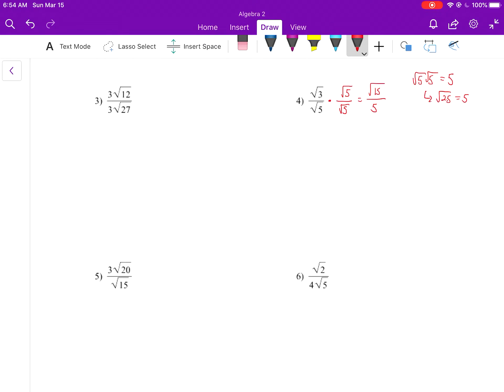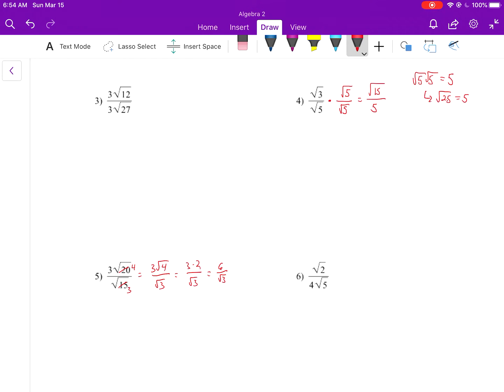Number 5, first we look and we realize we can do some reducing here. The 20 and the 15 are both in square roots, so they can reduce. So 5 goes into 20 4 times, and 5 goes into 15 3 times. So we will rewrite this 3 times the square root of 4 over the square root of 3. Well, I probably should have taken the square root of 4 while I was at it. 3 times 2, because the square root of 4 is 2, over the square root of 3, so right now we have 6 over the square root of 3.